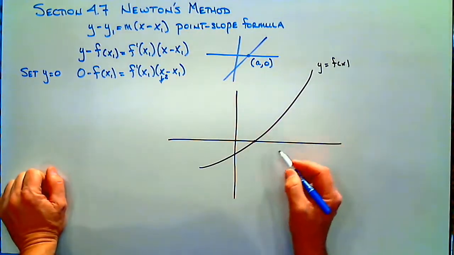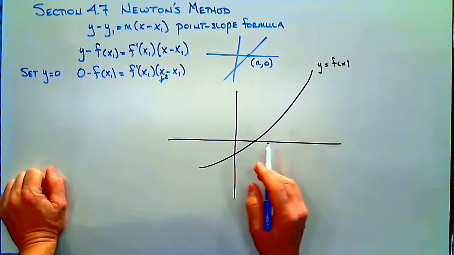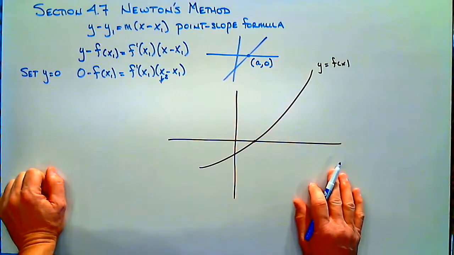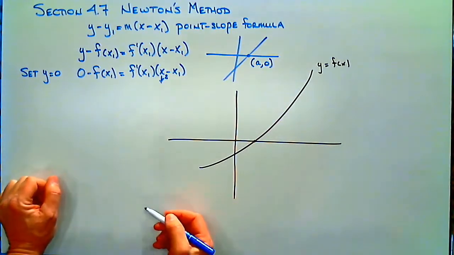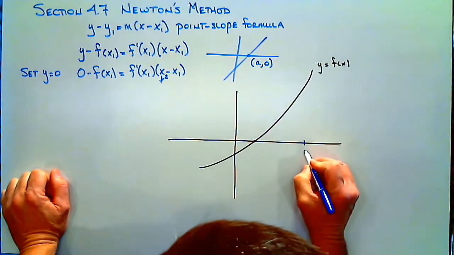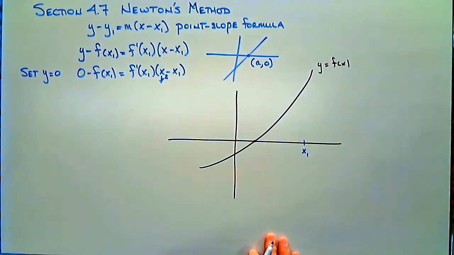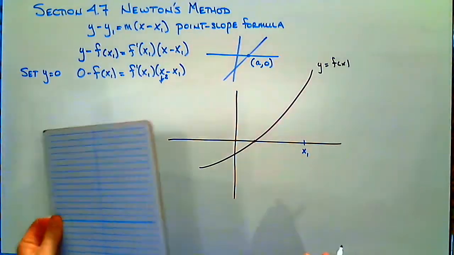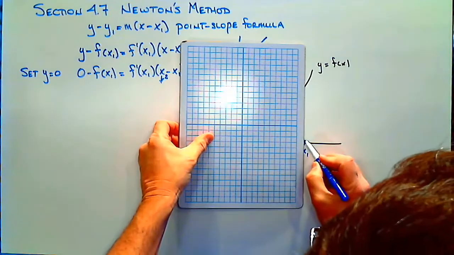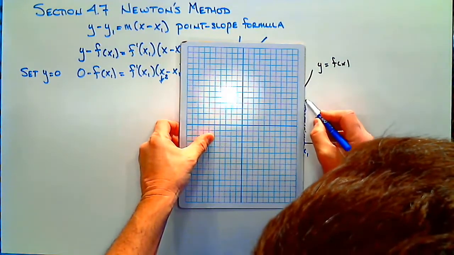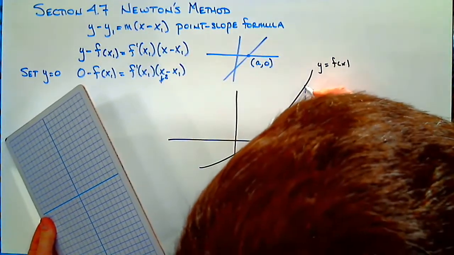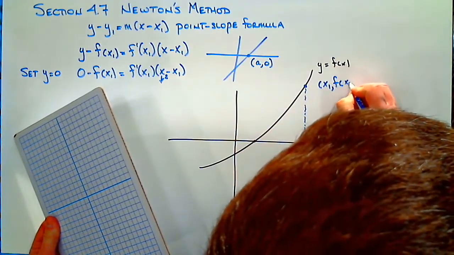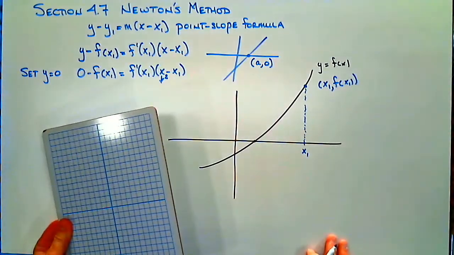Well, what he noticed was, here's the root. He noticed if he just takes a guess, I mean, literally it's a guess. He's going to say, all right, perhaps x sub 1 is the root. Well, what do we know if our root is x sub 1? Well, first of all, we can come up here. This gives us a point right here. We know the coordinates of this point. The coordinates of this point are x sub 1, f of x sub 1.